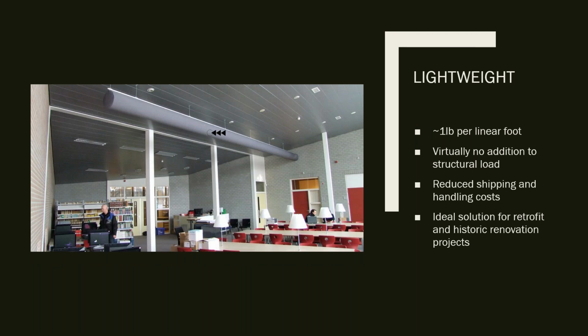So, lightweight. Fabric systems are exceptionally lightweight. It averages approximately 1 pound per linear foot, making them ideal for retrofit projects and even renovation projects because they add virtually no load to the roof structure. And as I mentioned before, because they are so lightweight, it greatly reduces shipping and handling costs compared to metal systems of the same design.